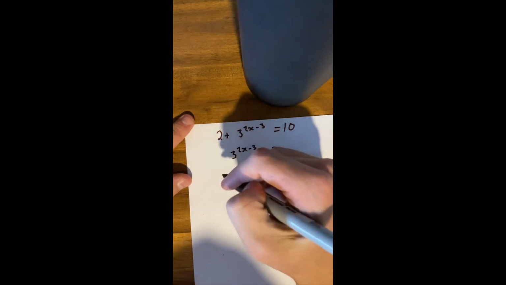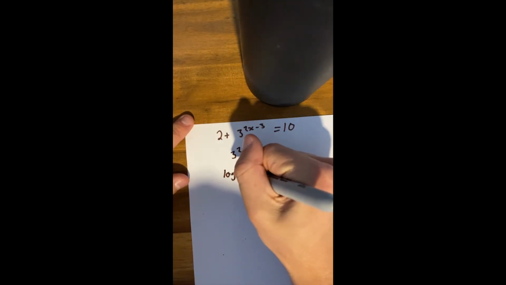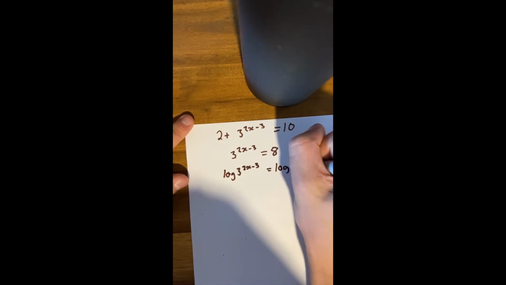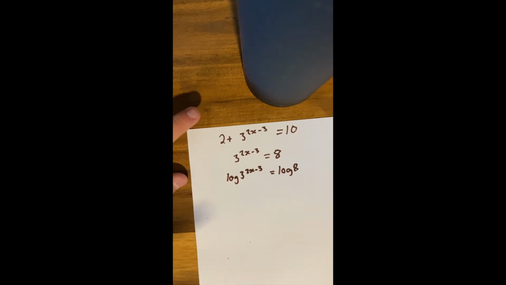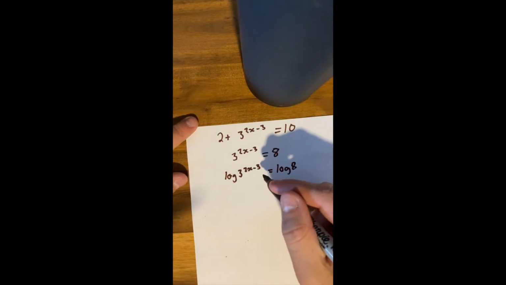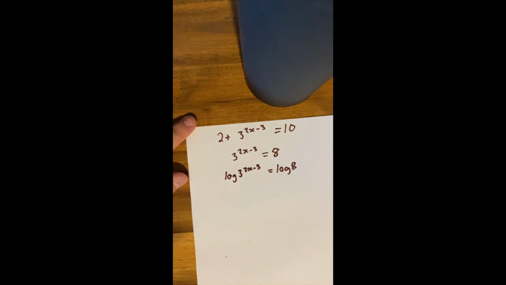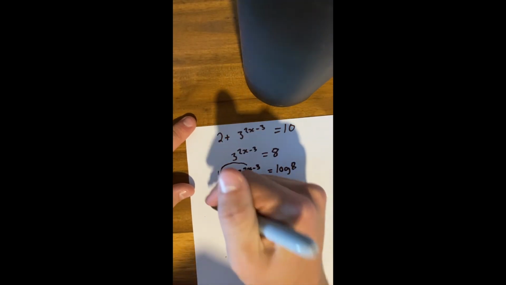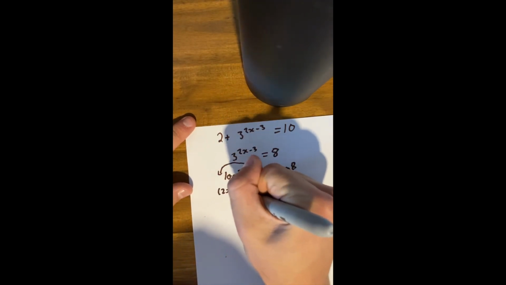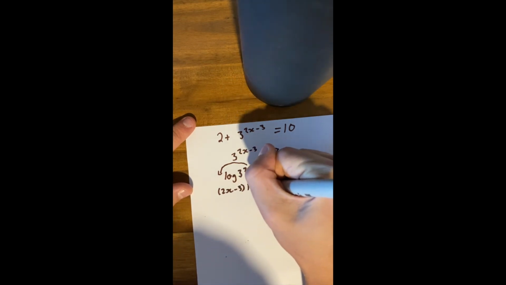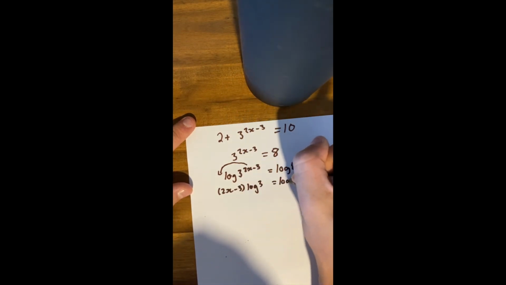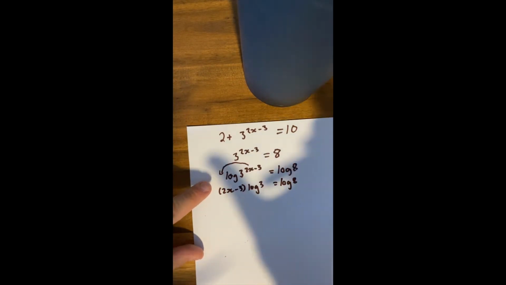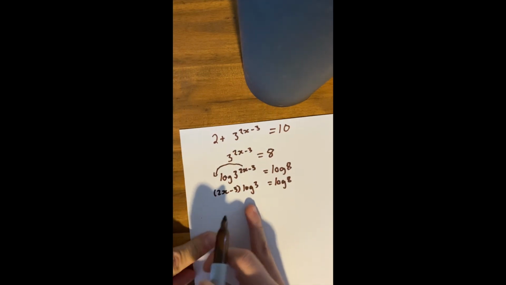We simply take the log of both sides. So log of 3 to the 2x minus 3 equals log 8. But the way this example is a little different is that the power is no longer just 2x, but rather 2x minus 3. But it's still the same thing. We bring the whole power out the front, and it becomes (2x minus 3) times log 3 equals log 8. It's important to note that we have to put the brackets around the 2x minus 3 because the whole power is multiplied by the log of 3.